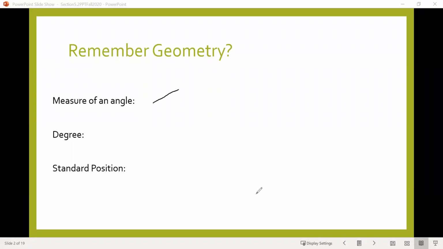So what I'm going to do is I'm going to draw an angle here. So say this is my angle, and it's got two sides that kind of go on forever and ever in each direction. And I want to know what is the measure of that angle.